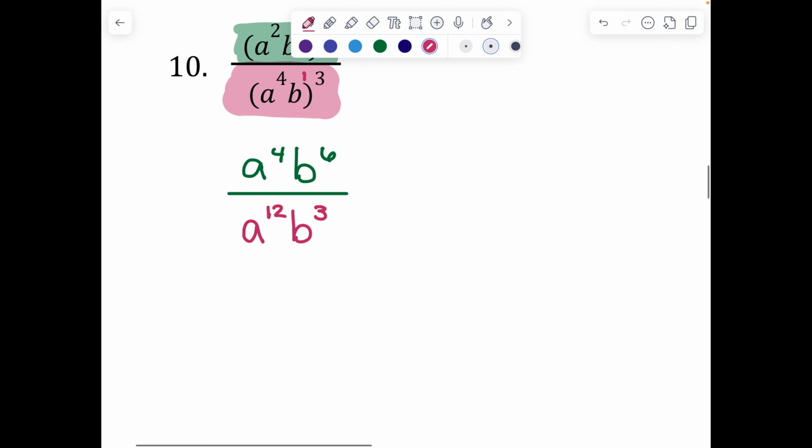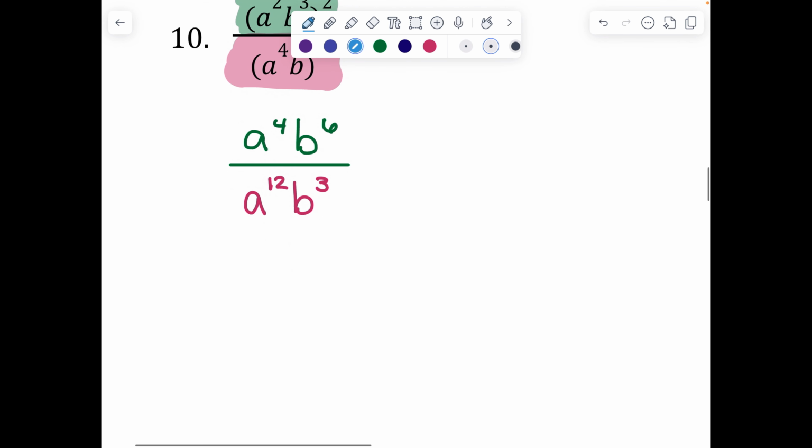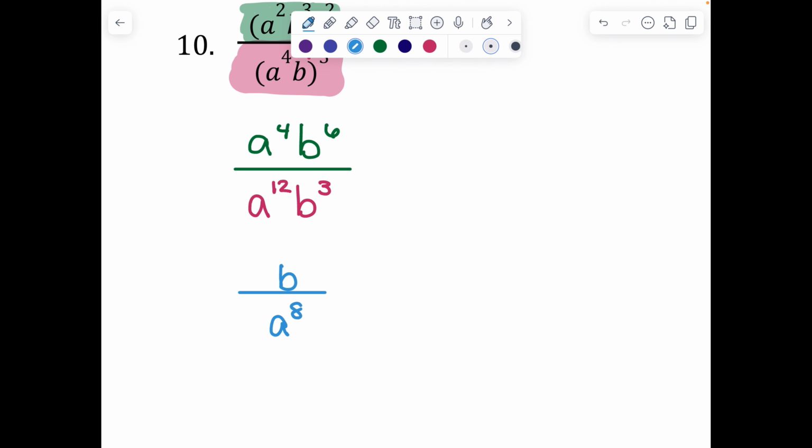Now all we have to do is our division, which means we subtract our exponents. So 12 minus 4 is 8. And it started larger in our denominator. So we have a to the 8th. 6 minus 3 is 3. It was larger in our numerator, so b to the 3rd stays in our numerator. So our final answer, b to the 3rd over a to the 8th.